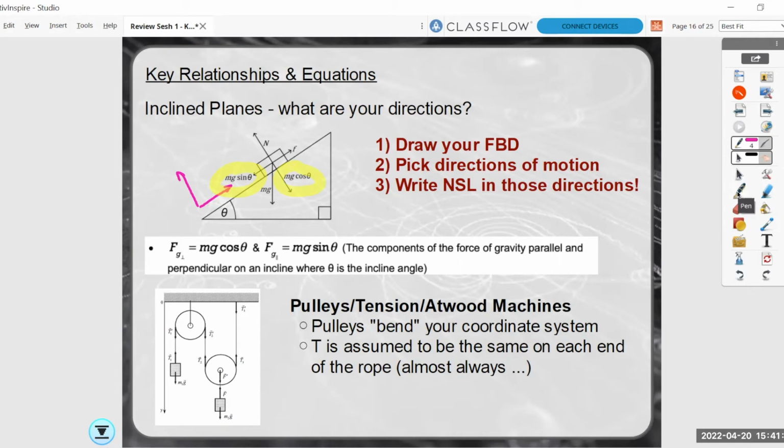In all of these cases, no matter whether it's an inclined plane or not, you're always going to draw your free body diagram, pick your directions of motion, and then write out your Newton's second law in that direction.